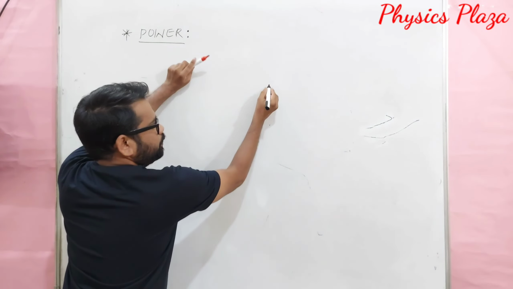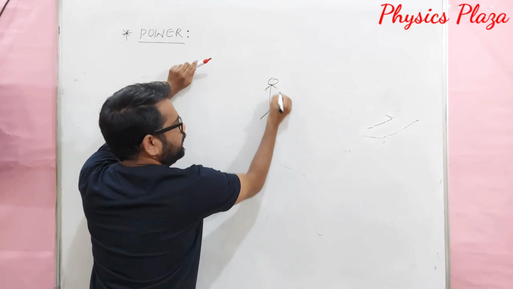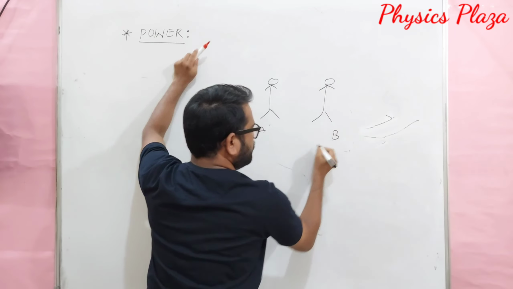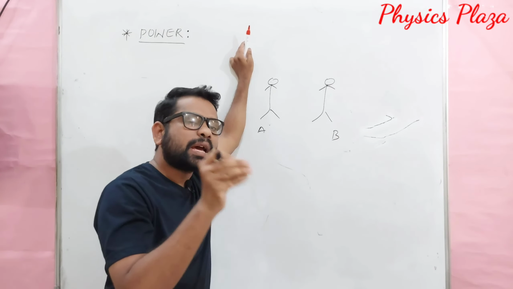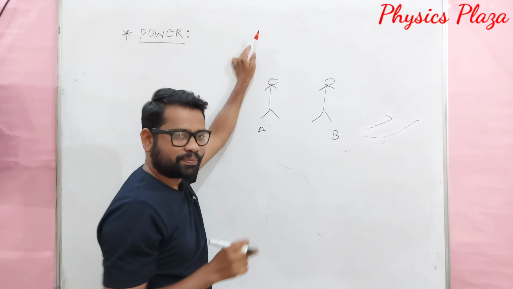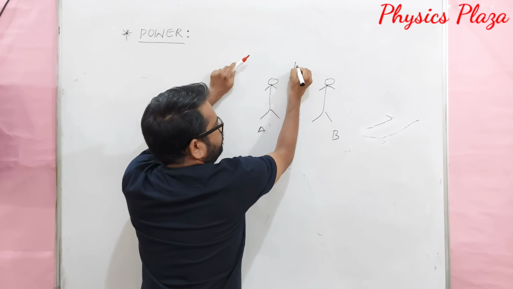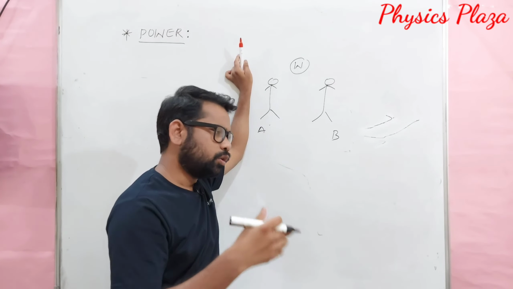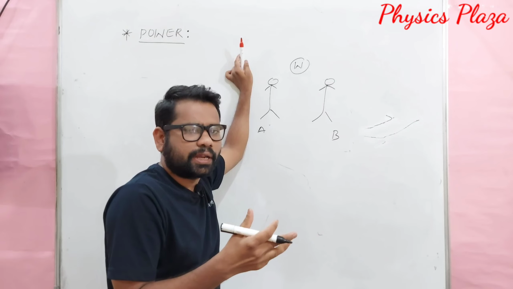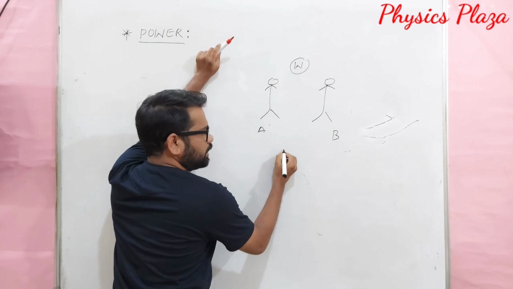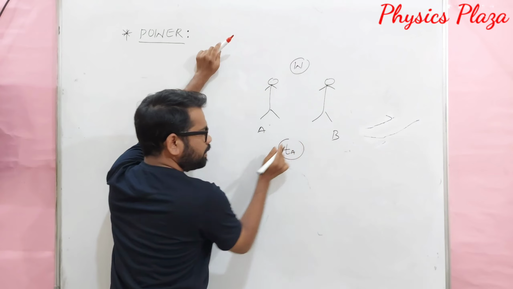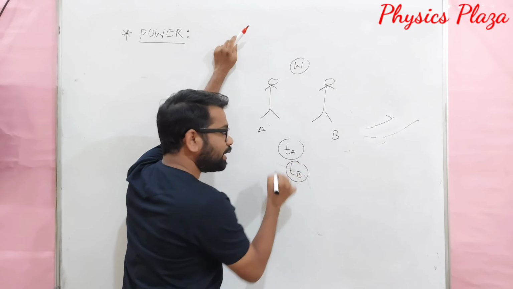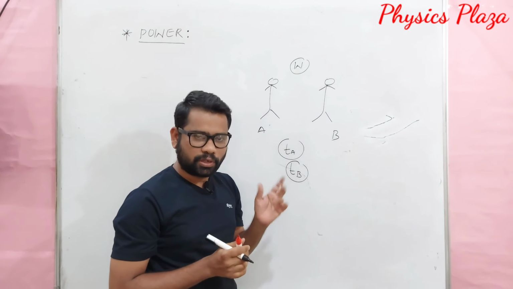Let us take, for suppose, one person, let us say person A, and here is person B. Two persons are there, and the same task is given to person A and person B. Same work is given, to lift something or to run somewhere or to carry something. Those kinds of work are assigned. Let us say TA is the time taken by person A to complete the work, whereas TB is the time taken by person B to complete the work.